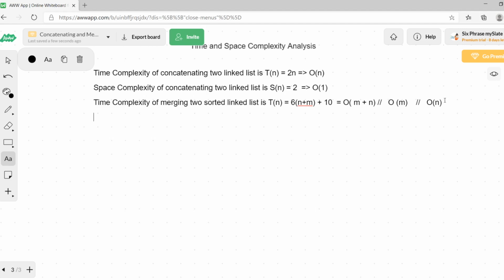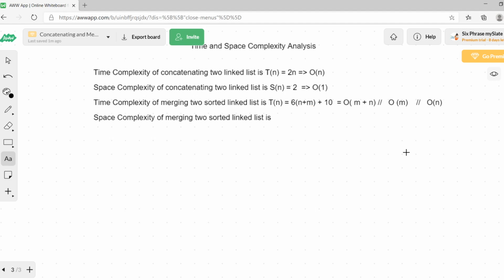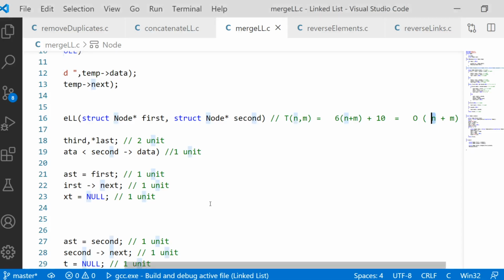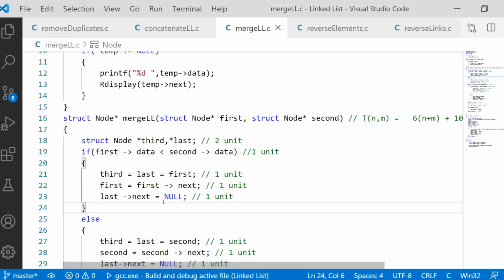Right? Fine. Now, let us speak about the space complexity of the same concept, the space complexity of merging two sorted linked lists. We'll check with the code that we have. How much extra space have we taken apart from the input? Apart from the input, what is the extra space that we have taken?